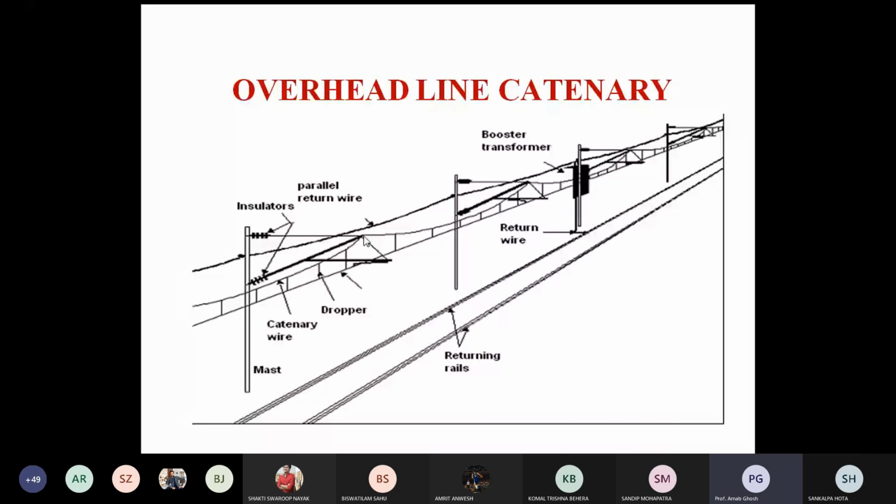Any of you, please tell me, what is the purpose of Scott connection? Three phase to one phase conversion. A three phase to one phase or two phase? Yes, two phase, sir. Okay, three phase to two phase conversion.